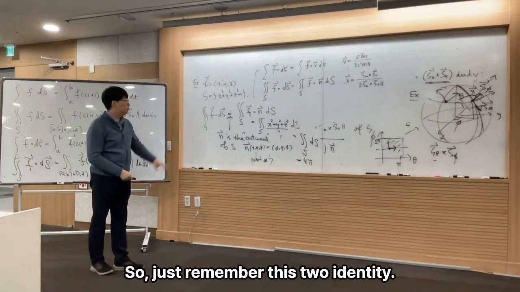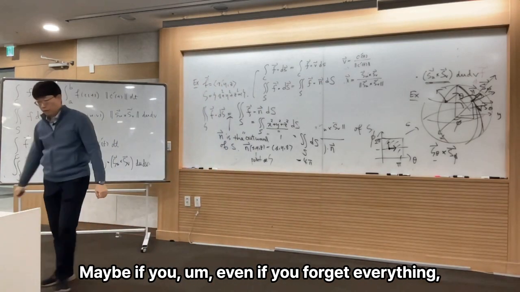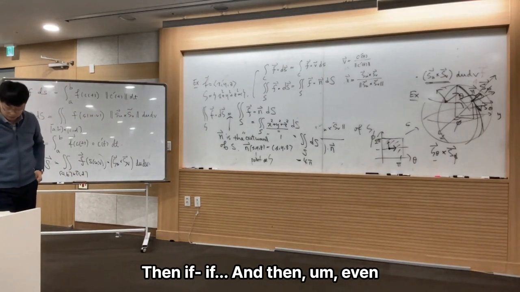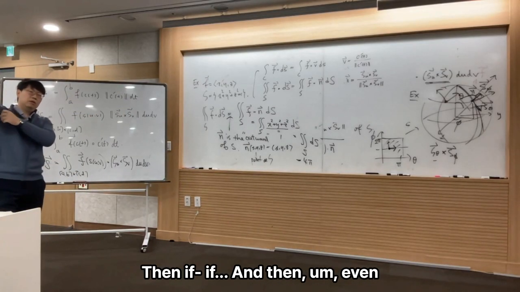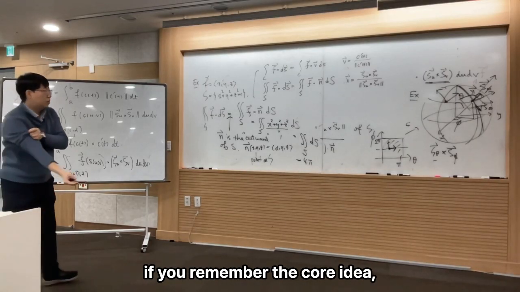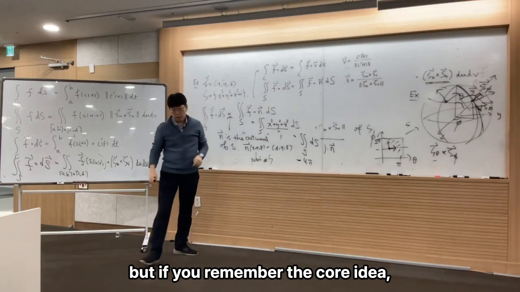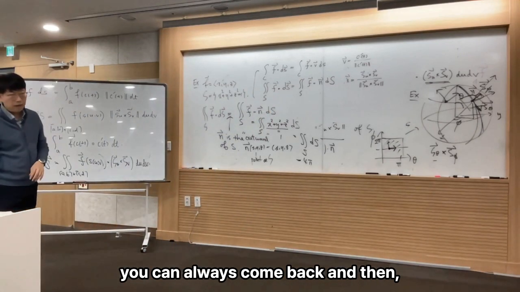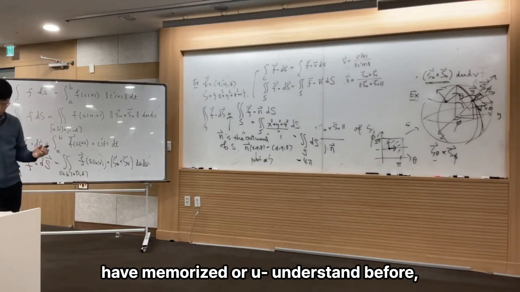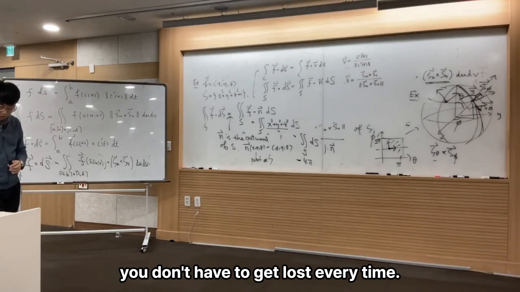Okay, so just remember these two identities. Even if you forget everything, just remember this and also the meaning. If you remember the core idea, you may forget the formula, but you can always come back and recollect what you have understood before, and then you don't have to get lost every time.